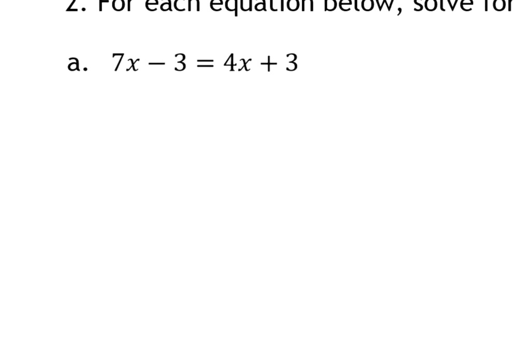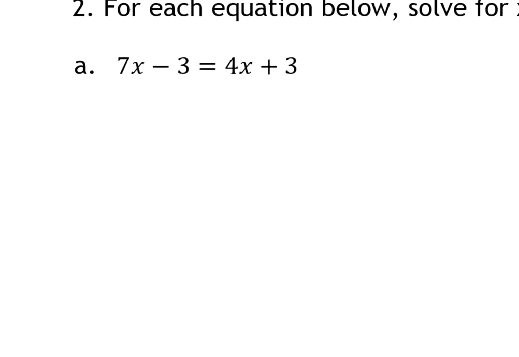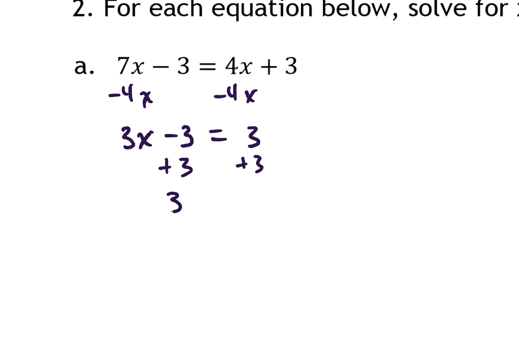So if I look at this equation, I'm going to begin by, lots I could choose, I'm going to subtract 4x from both sides. If I take away 4x's from both sides, on the one side I have 3x's left over, and then that's minus 3, and that equals 4x minus 4x is 0, so I just have a positive 3 over here. Next I'm going to add 3 to both sides. So I have on one side 3x is equal to 6.